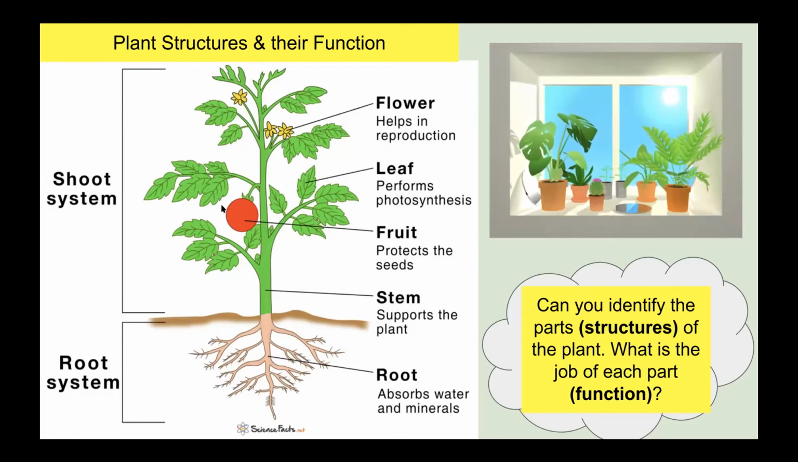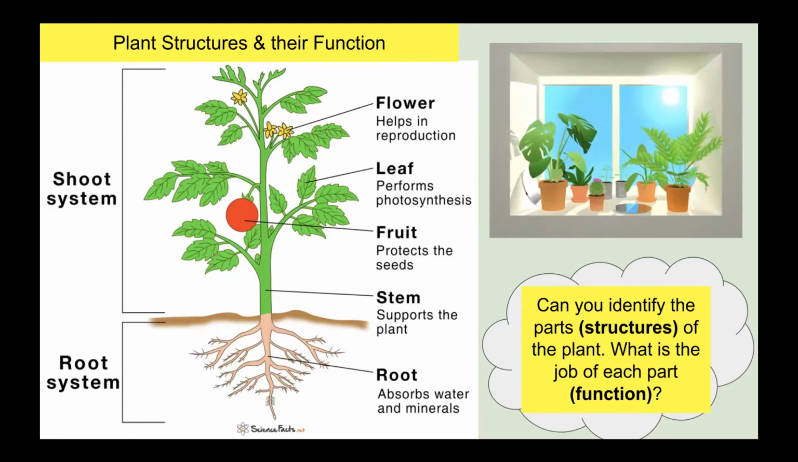Then, because this is a tomato plant, we have a fruit, and we know that the fruit is important because the fruit is going to house the seeds inside. So the fruit protects the seeds. And we know that seeds are important because we can actually take those seeds and we can plant them, and we will get more new plants.